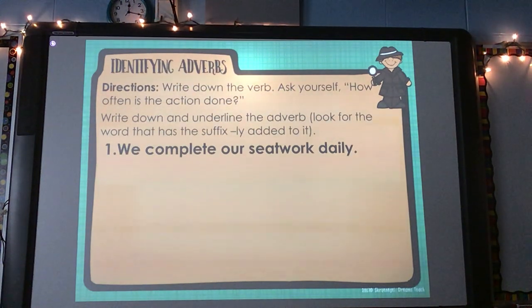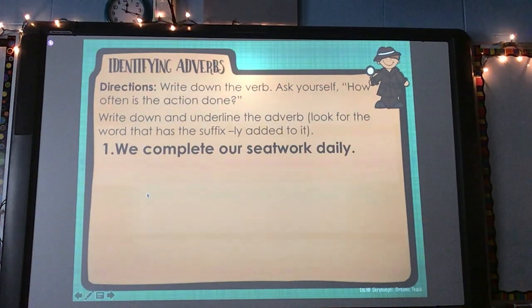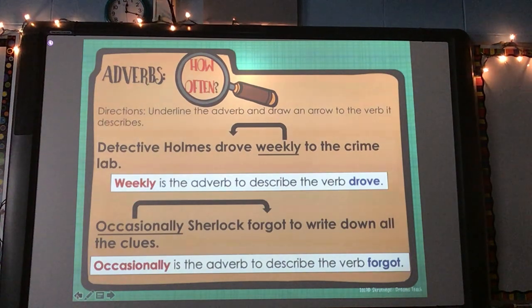We'll go back. Number 1 in your language notebook. We complete our seat work daily. Find my adverb for number 1. Daily. Very nice. And I said we were going to go back. Which one do we need to go back to? The last one. Oh, forgot. Very nice. Forgot, for our verb there.